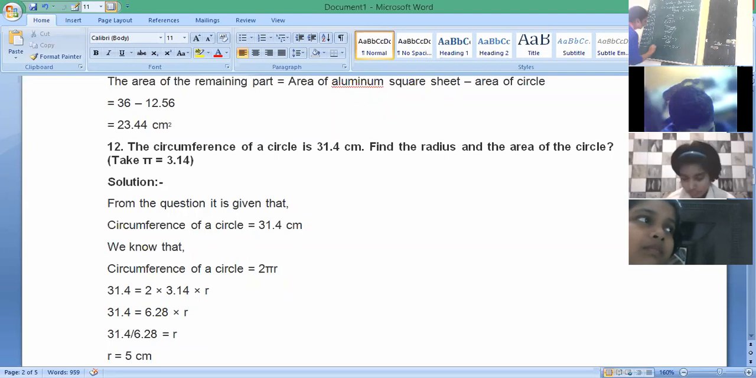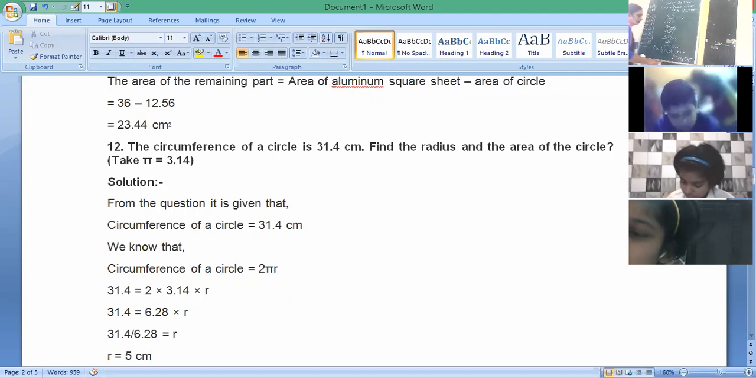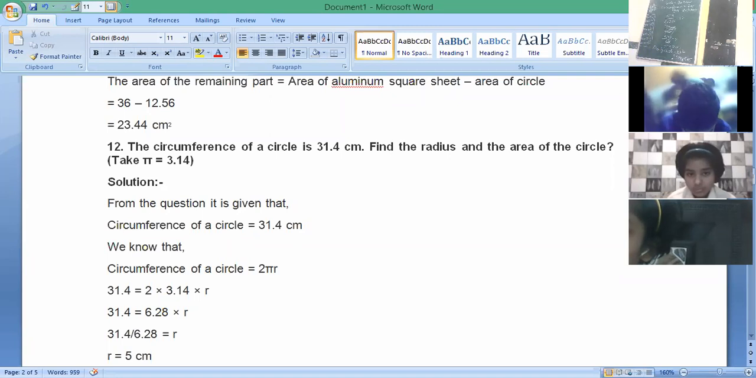Now we'll take out the area of a circle. Area of a circle is pi r square. The value of pi is 3.14 and the radius we have already found, 5 into 5. What will be the answer? 3.14 into 25. 5 5s are 25. 3.14 multiplied by 25. Yes, children, solve it and tell me how much you are getting.